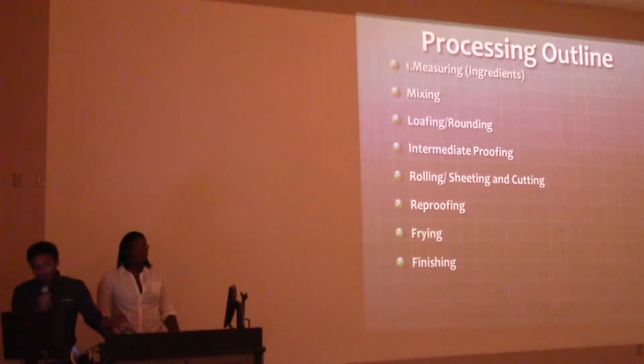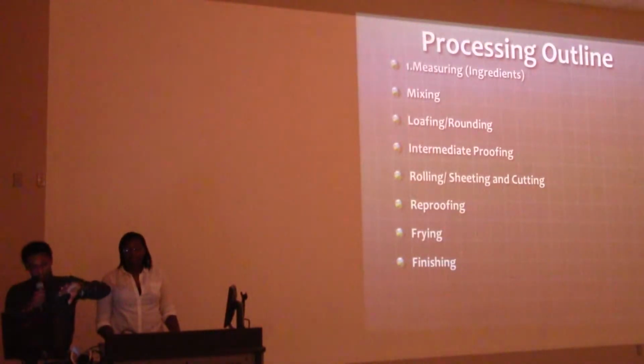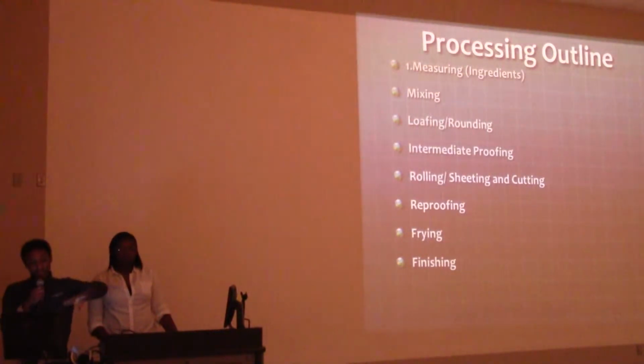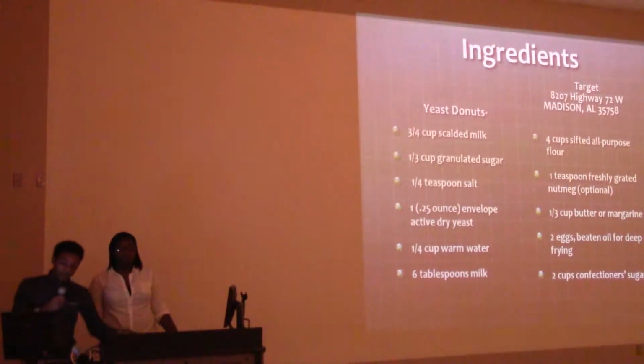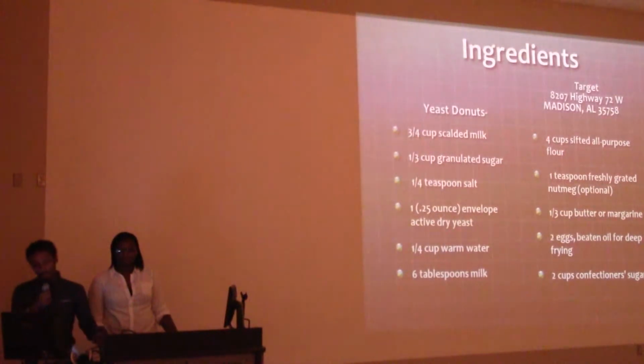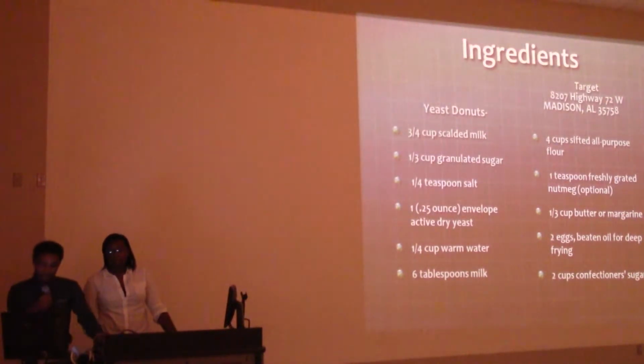So this is my outline. Within my outline, I'll be discussing measuring, mixing, loafing and rounding, intermediate proofing, rolling, sheeting and cutting, reproofing, frying, and finishing. So here are the basic ingredients: 3/4 cup of scalded milk, 1/3 cup of granulated sugar, a teaspoon of salt. We've got yeast, water, milk, all-purpose flour, nutmeg, which is optional, just for the flavor. We have butter or margarine, 2 eggs, and 2 cups of confectionery sugar.